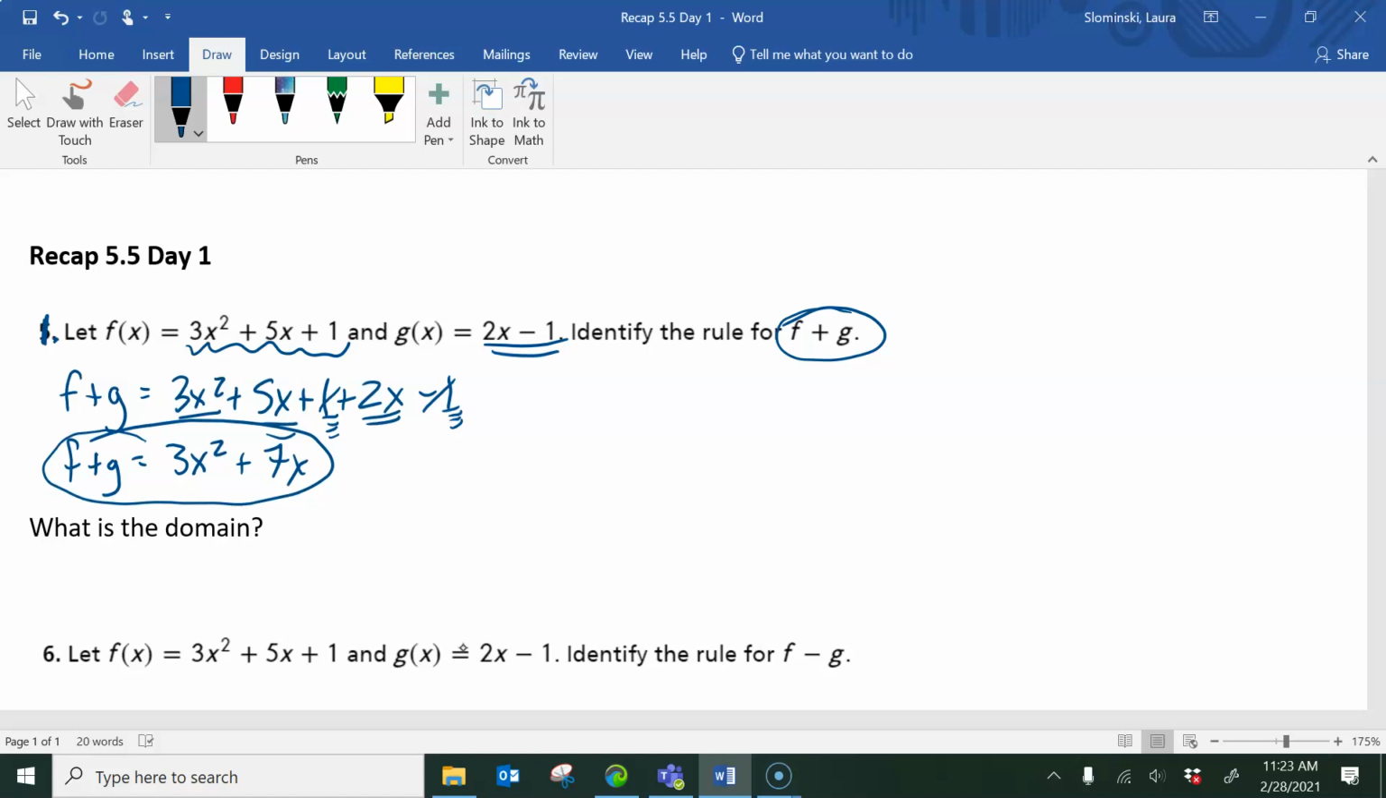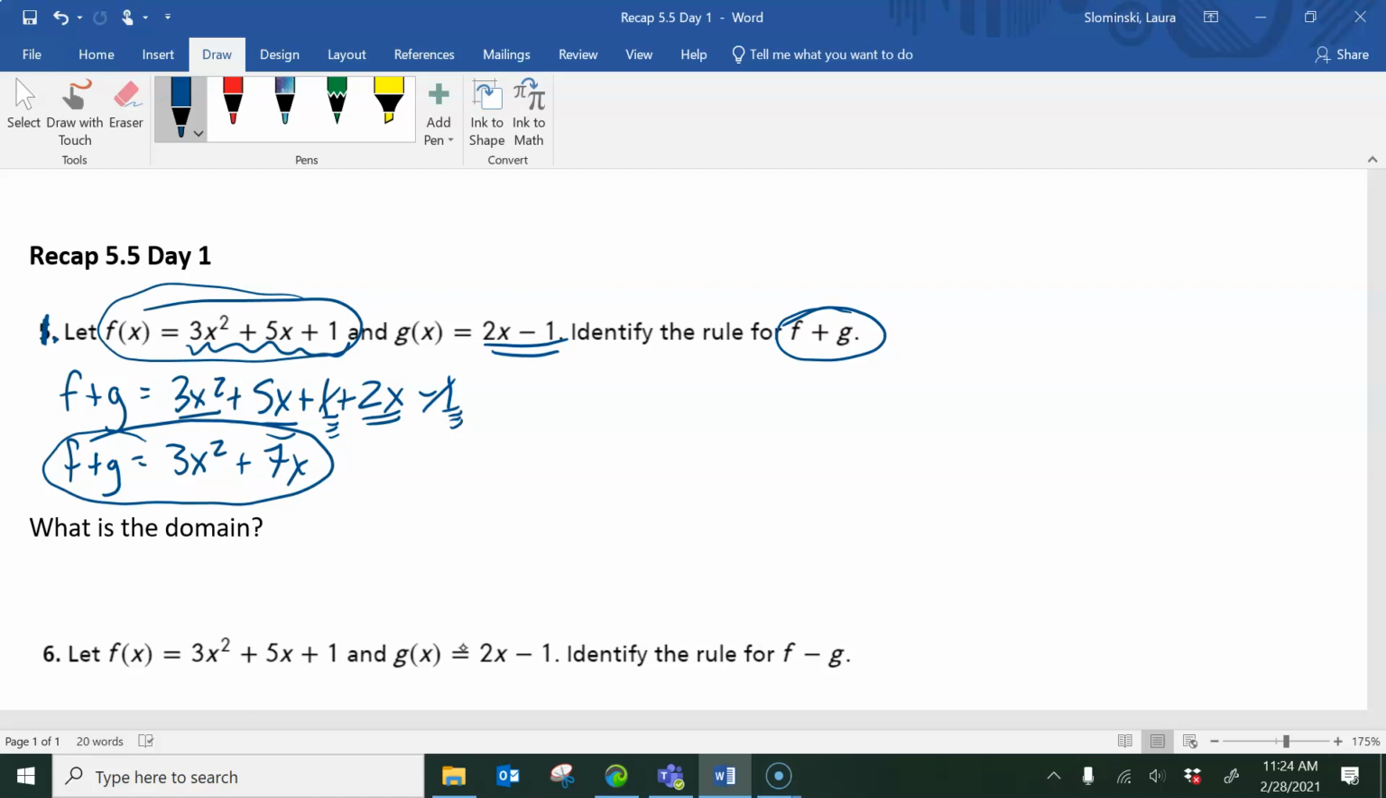The other thing we saw for all the different types of problems we're doing in this video is that we need to also state the domain. We're not worried about range, but just the domain. Remember, domain is what possible x values could I plug in? And really what they focused on is you have to look back at the original functions.